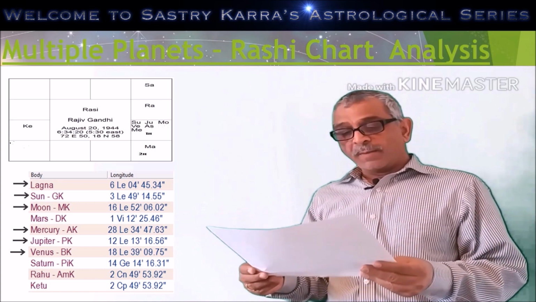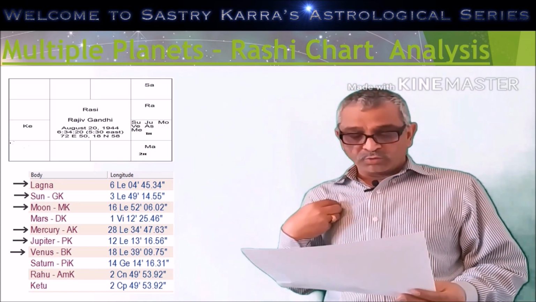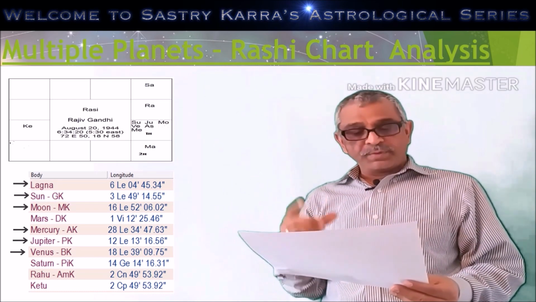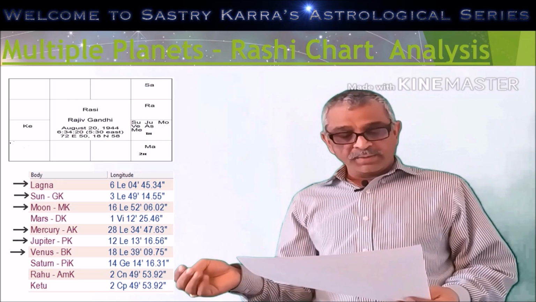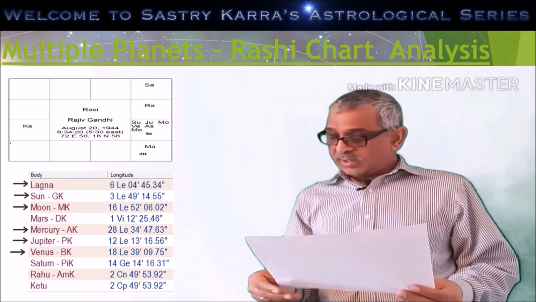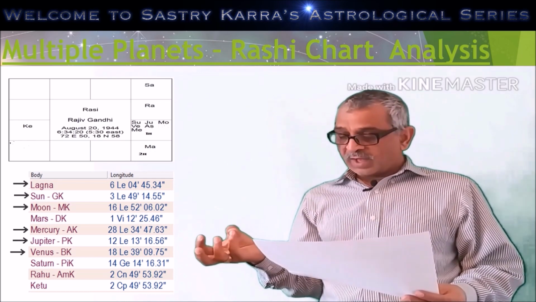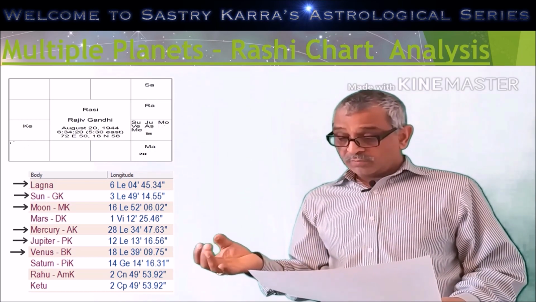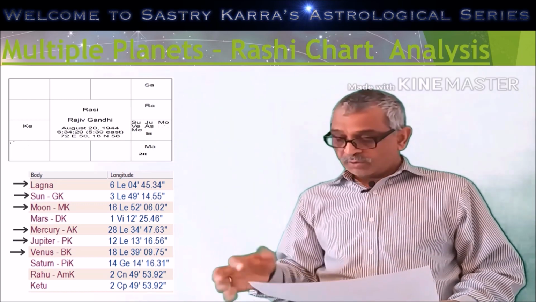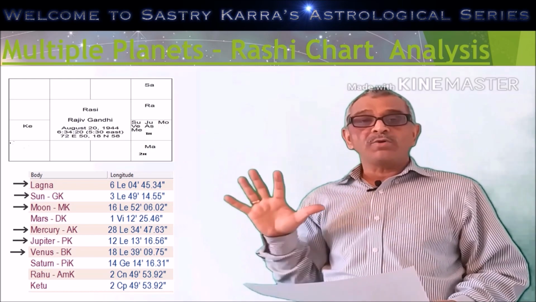Let's now talk about the multiple planets in the same house. When you look at it, Leo is the Lagna, or Simha Lagna, and in Simha, or Leo, apart from the ascendant, you can see Sun, Jupiter, Moon, Venus, and Mercury. 1, 2, 3, 4, 5. There are 5 planets all together.